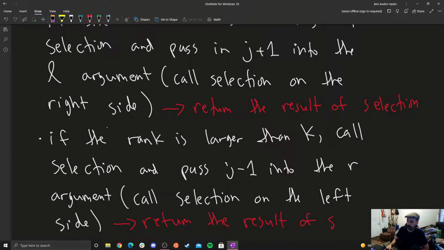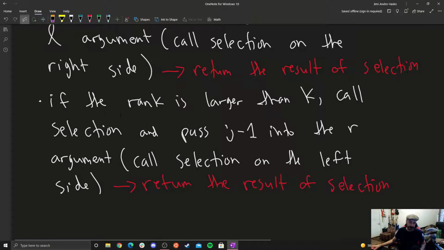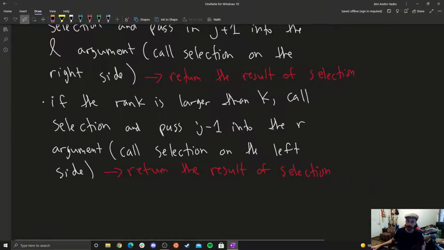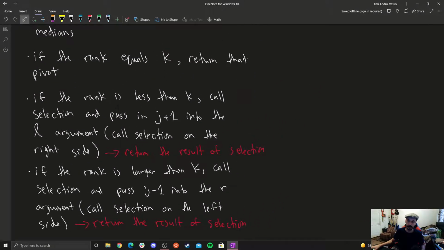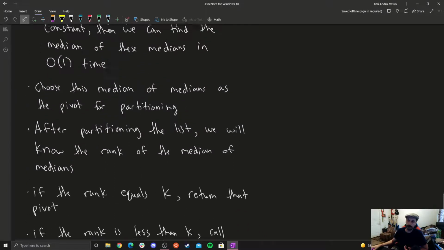And I hope, I keep spelling this wrong, I hope it makes sense. I'll get out of the way here. I hope it makes sense that this is definitely going to work. We don't have to sort the entire list to find that kth largest element. So this is going to be the entire pseudocode here.